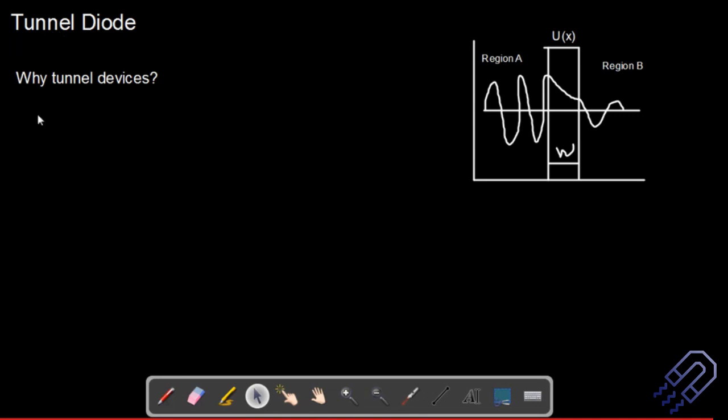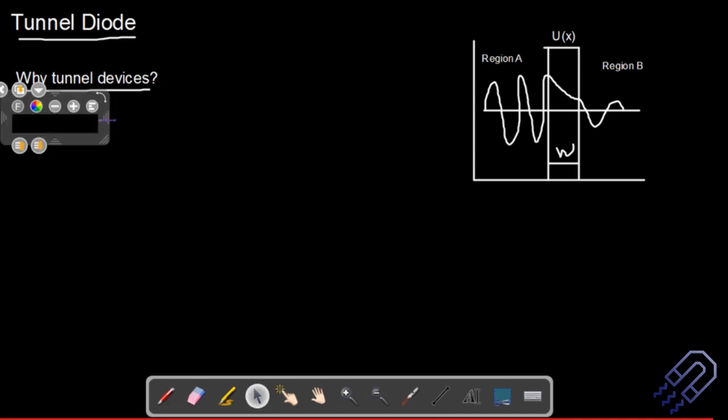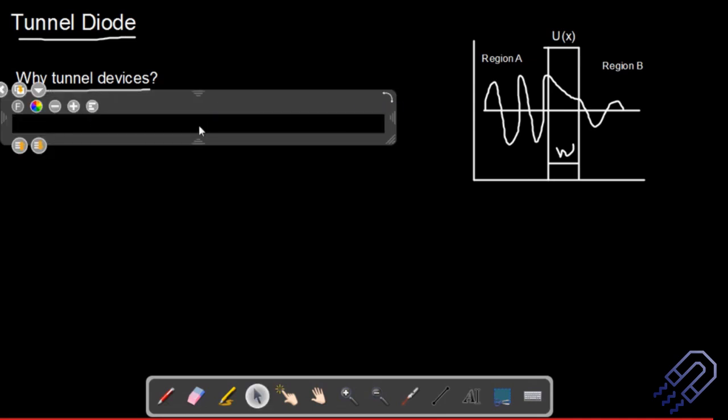We are going to talk about tunnel diodes here. But before that, what exactly are tunnel devices? Tunneling is basically a quantum mechanical process, which is something you all know. Based on this, we can write down some important points that we should know about.